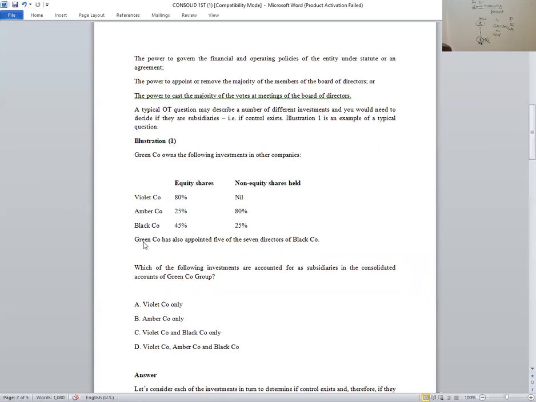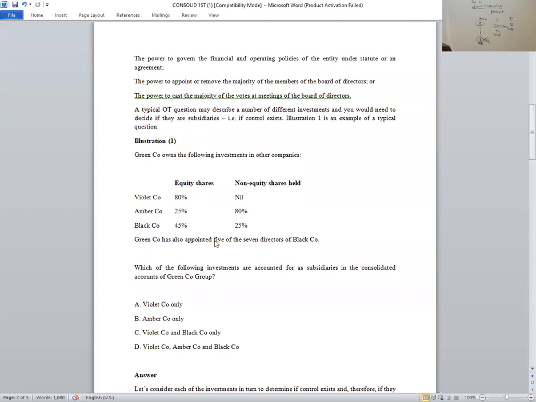However, look at this particular note. Green Company has also appointed 5 of the 7 directors, meaning that Green Company is at the table making decisions of Black Company. Even though our percentage in Black Company is less than 50%, we are still in control. Because we were told up here: the power to appoint or remove the majority of the members of the board of directors, the power to cast the majority of the votes at the meeting of the board of directors.